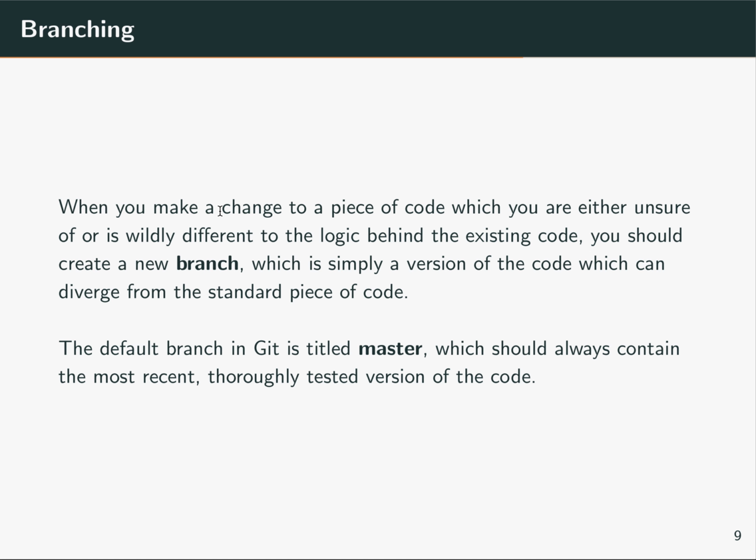So branching is just a way of splitting up your code if you have to make some massive change that you're not sure if it's going to work, or something vital that you don't necessarily want to immediately be part of the main version of the code. You would branch off, and then your commits won't affect the stable or master branch.